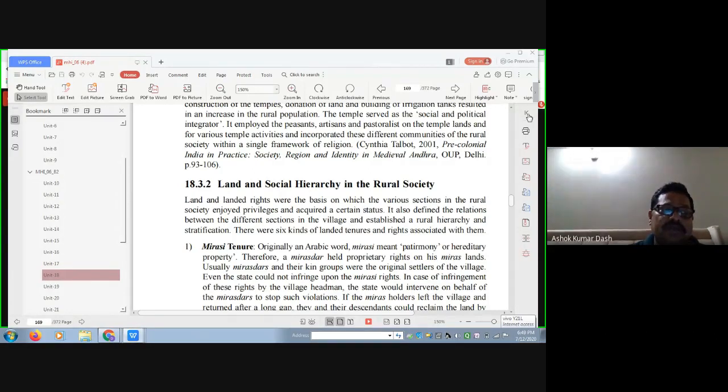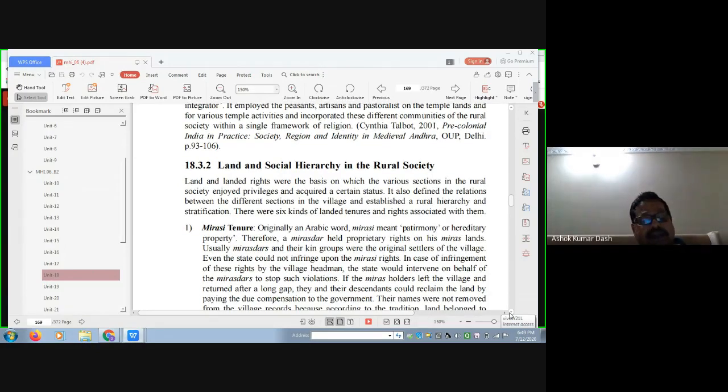For example, the land hierarchy: Mirasi tenure. Mirasi generally means land which has been transferred to a person on the basis of heredity, or we can say mirasi means patrimony, hereditary property, that has been transferred to the son from his father or to the grandson from the grandfather. That is generally mirasi, the land which is called mirasi land.